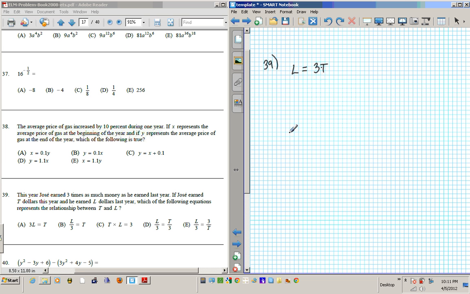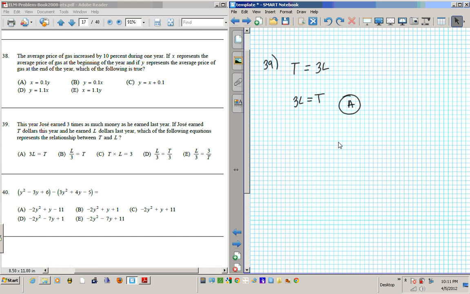So this is basically the equation, which is, wait a minute, it says, Jose earned 3 times as much as he earned last. Oh, I'm sorry, I got it confused. So basically, it's switched around. So this year, he got 3 times as much as last year. Okay? So you can switch this around and have 3L equals T because of the reflexive property of equality. The answer for this one is basically A. Okay? So 3 times last year. So that's why I multiplied 3 by L. Alright, let's move on to question 40.